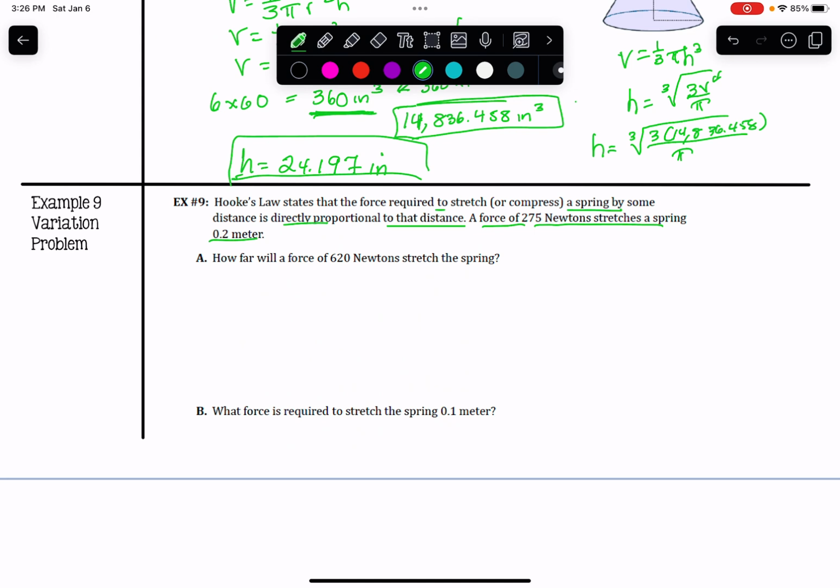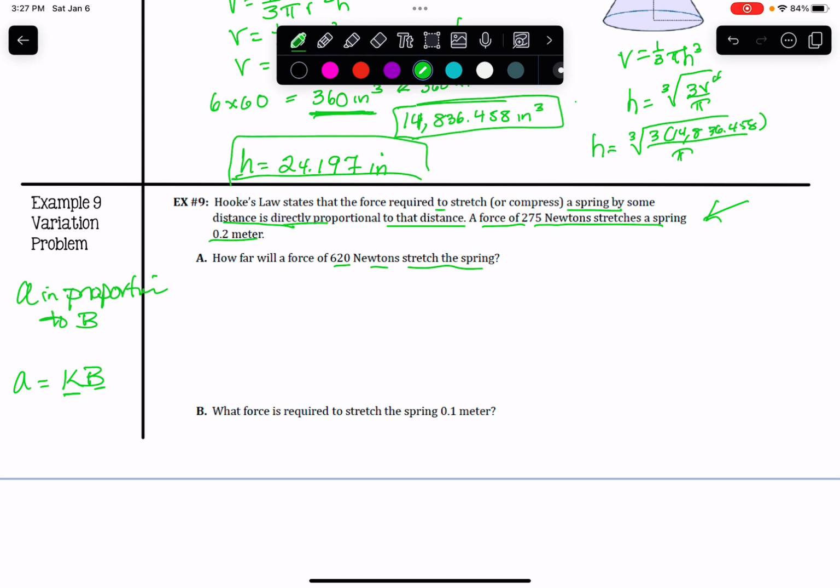Okay, so they're giving us some information, and they want to know how far will a force of 620 newtons stretch the spring. So first we have to write the equation. And if you remember, if something is in proportion, so we have A is in proportion to B, then it's A equals KB. It's got some constant times B, and that's what the equation would be.